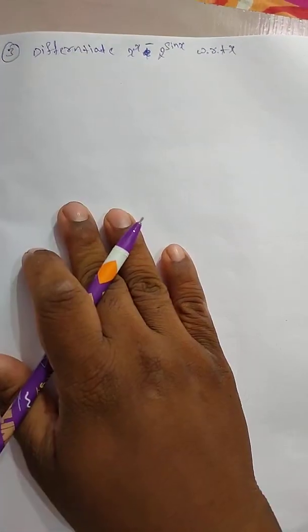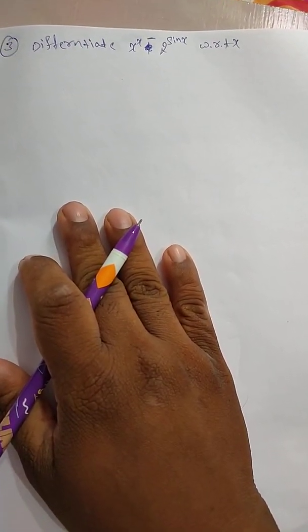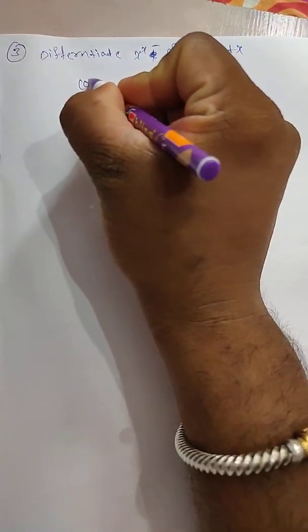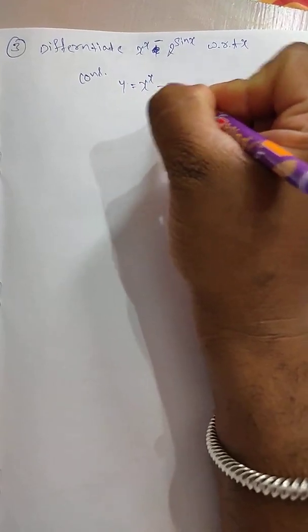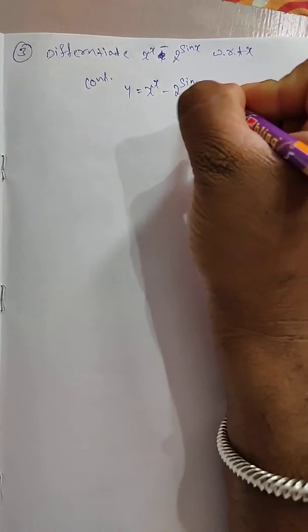Differentiate x to the power of x minus 2 to the power of sin x with respect to x. So this is the next problem. Now to solve this problem, it will be a somewhat different method. We have not done this in the regular class, and I am doing it now.